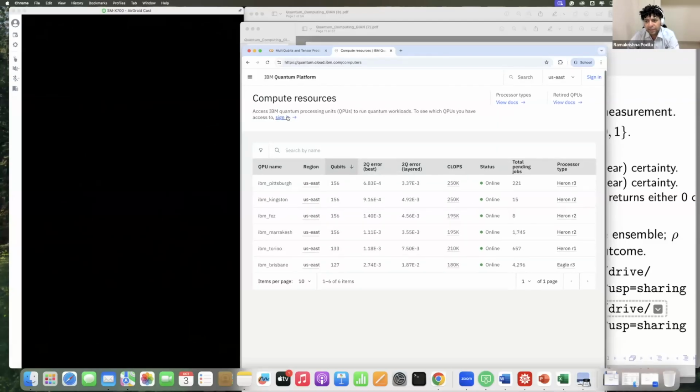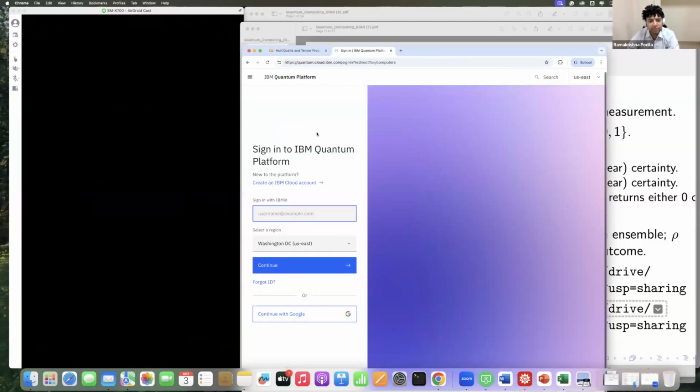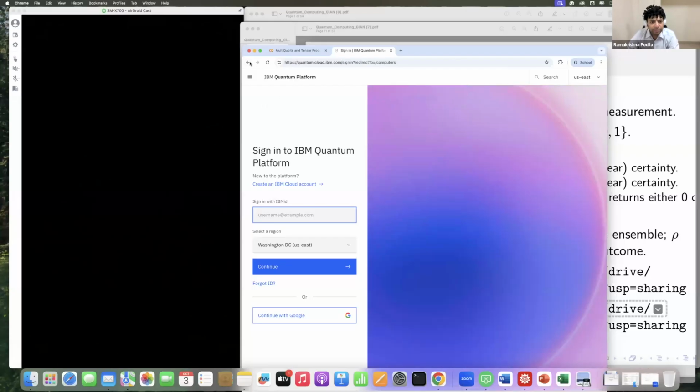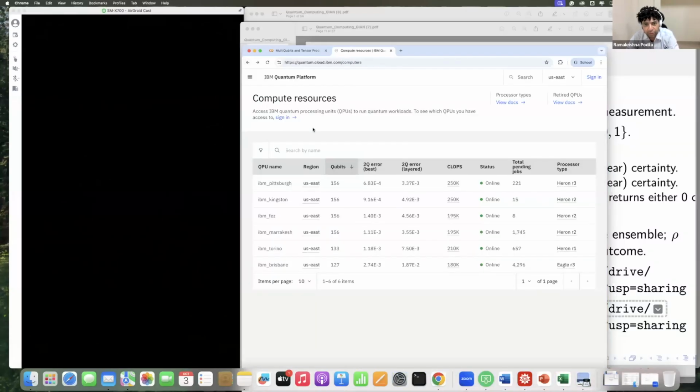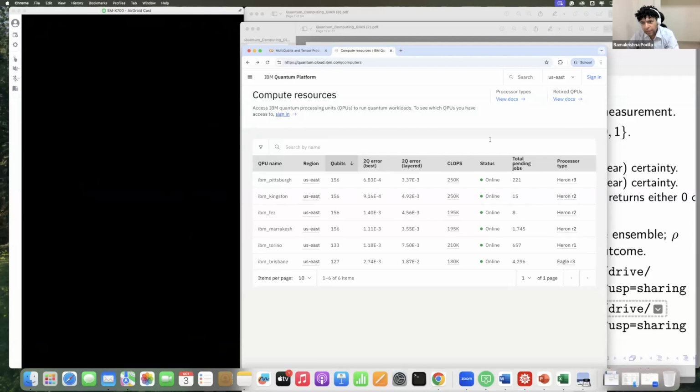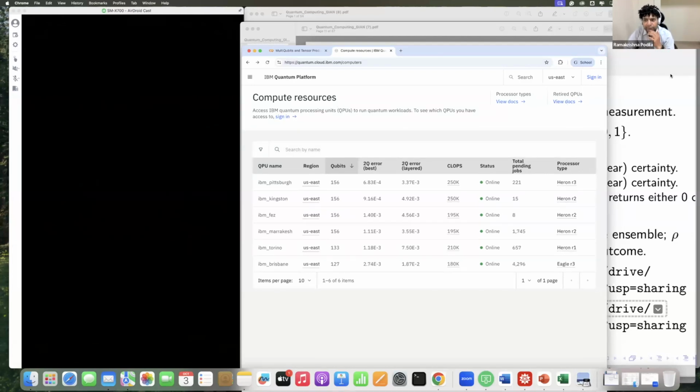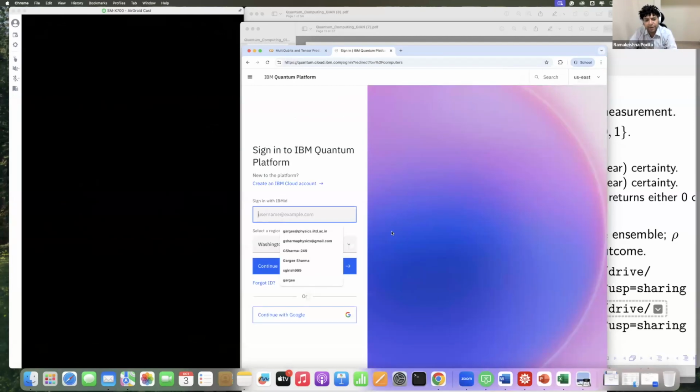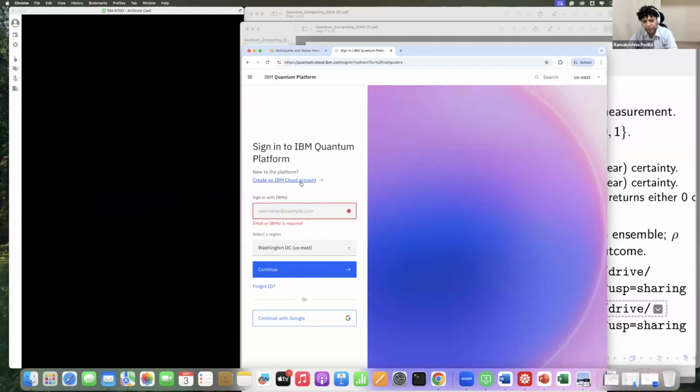So if you sign in, let me see. I'm sorry, I don't remember the password, so I have to log in from my computer. This is not my computer. But if you log in, you can create an account. It will give you like 10 minutes of free time. So you can create an IBM cloud account, and then there are instructions on what you need to put in.